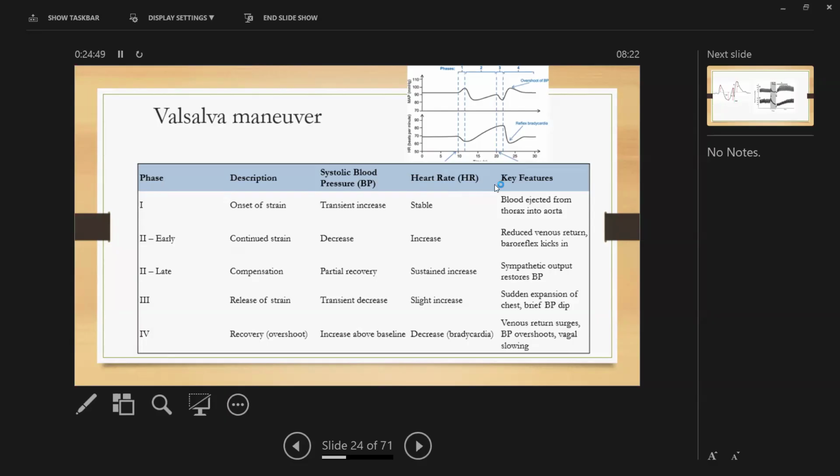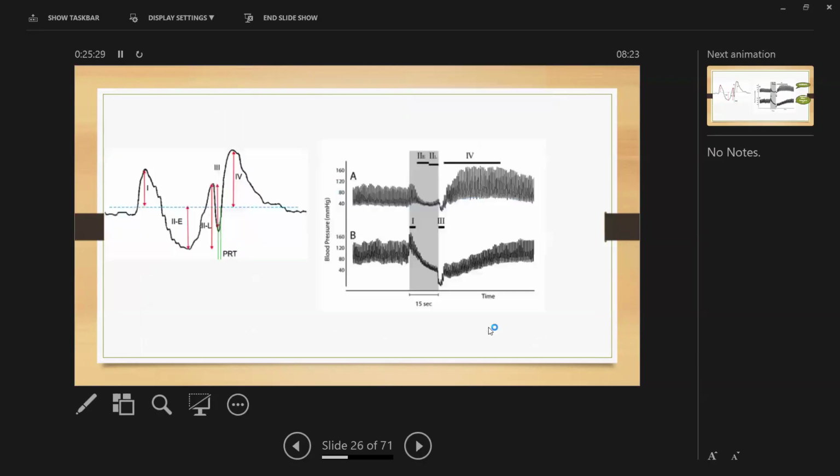Next is the recovery phase. We have stopped the Valsalva. In the final phase, venous return increases, everything will increase, and the cardiac output gets increased. Stroke volume gets increased, and BP will rise above the baseline. That's the overshoot of the BP. When the BP overshoots, that increased BP will reflexly stimulate the parasympathetic system and cause a reflex decrease in heart rate. So that is the final, fourth phase of the Valsalva maneuver. So here is a graph.